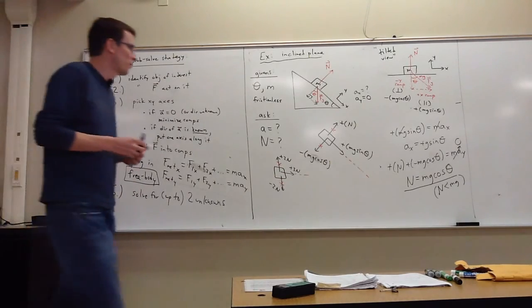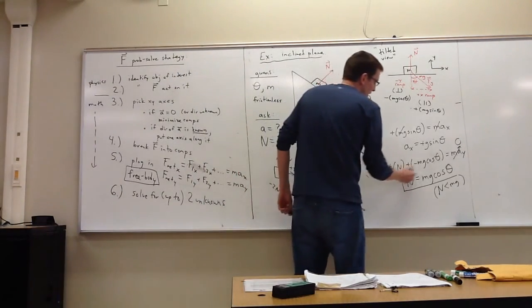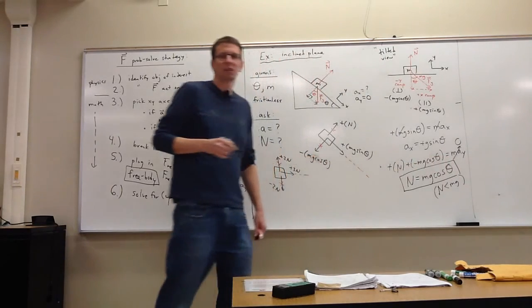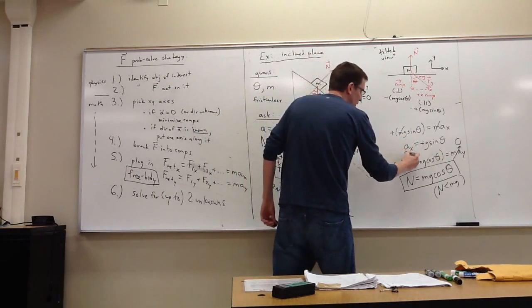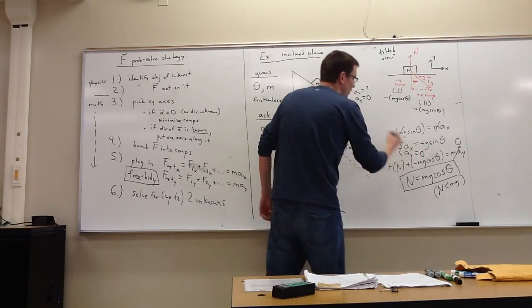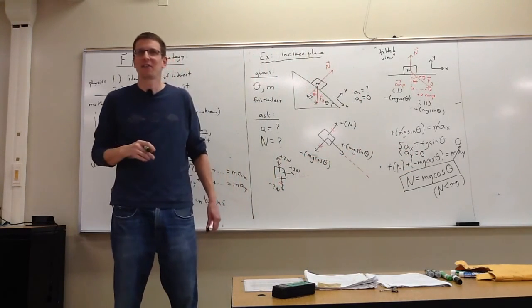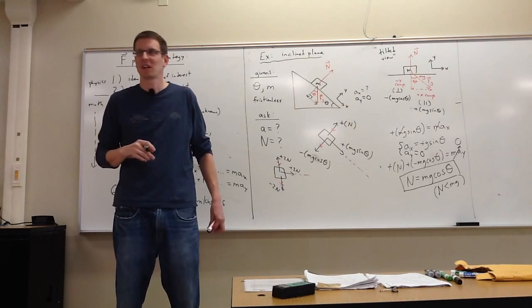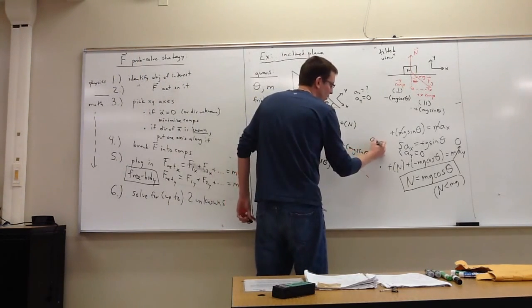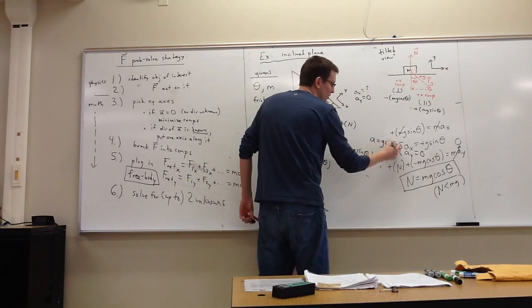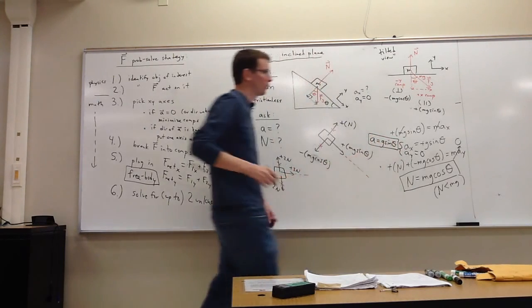Okay, so here are my answers. The normal force is this. The acceleration, I guess just to be proper, this is the x component. The y component is nothing, so you don't really need the Pythagorean theorem to find the magnitude of the entire acceleration, although it would work. The acceleration as a whole is, of course, g sine theta. So those are our answers.